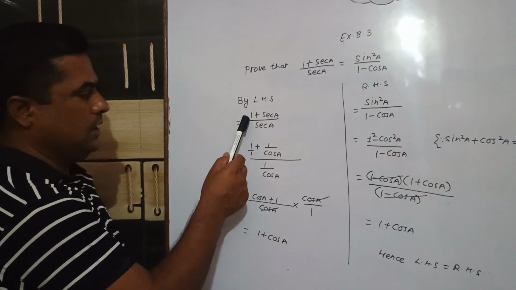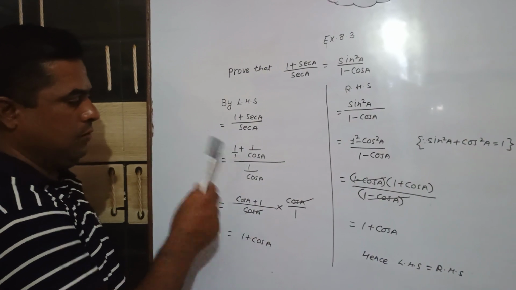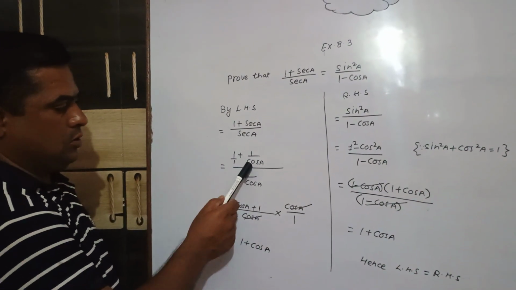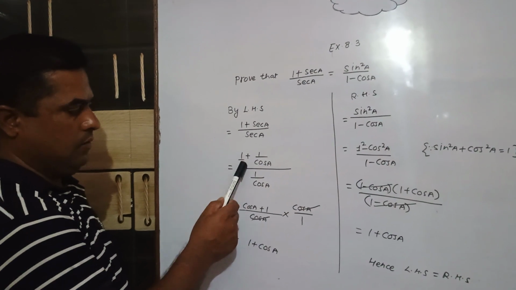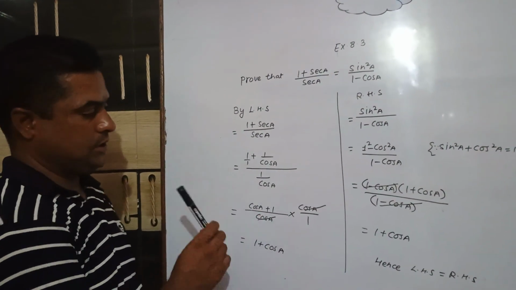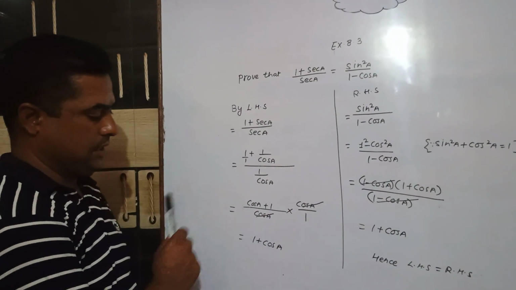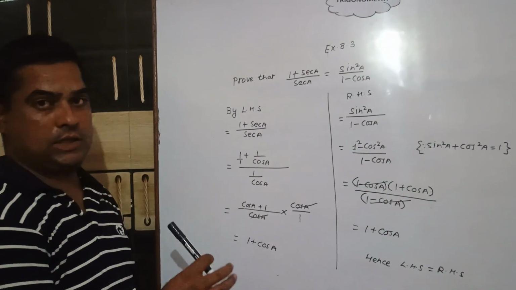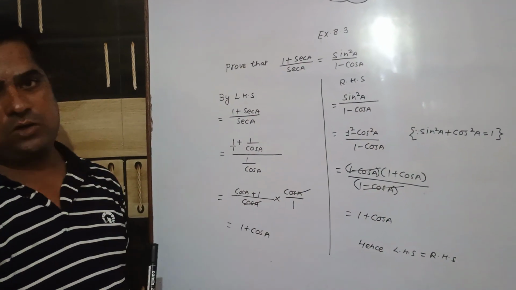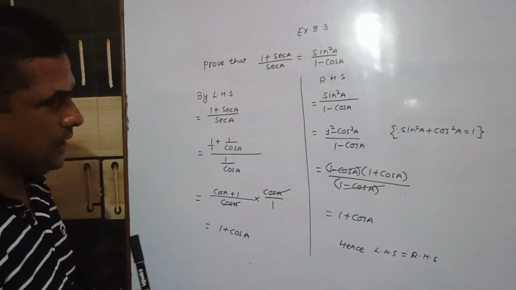Now we are taking 1 in the denominator, so the LCM of cos A and 1 will be cos A. Cos A into 1, this will be cos A, and 1 into 1, this will be 1. We will take the reciprocal of this fraction. What is the reciprocal? Cos A upon 1. Now cos A cancels out. So we will get 1 plus cos A. After solving this left hand side, we are getting 1 plus cos A. But we are not getting the right hand side. Now we will solve the right hand side.